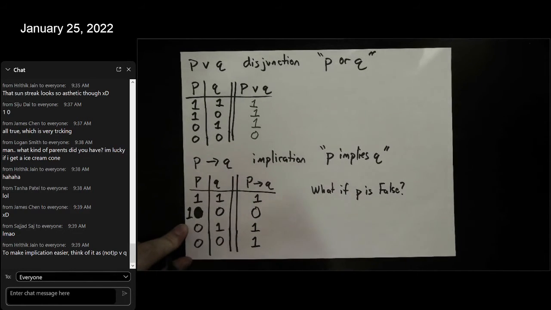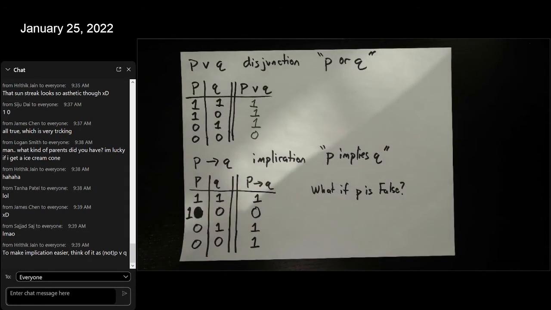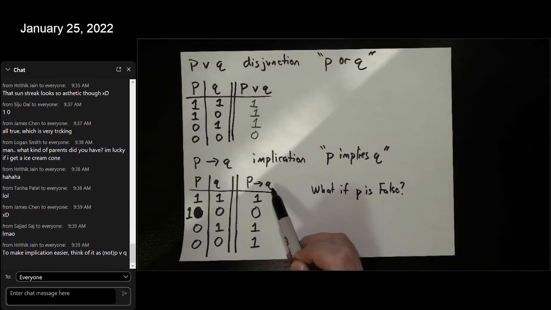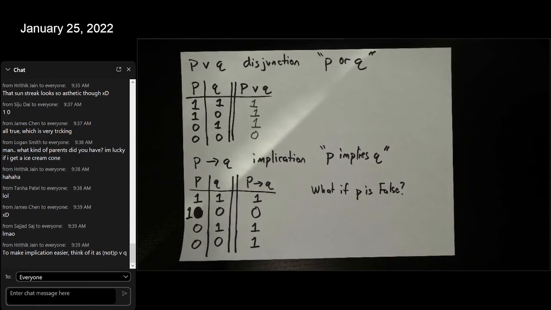So if P is false, it does not matter what Q is. If P is false, then P implies Q is true. If you don't hold up your end of the bargain, whatever happens is fine. The only way that P implies Q is false is if you do your end and the other party doesn't fulfill the contract.